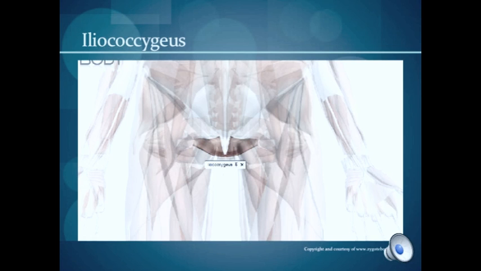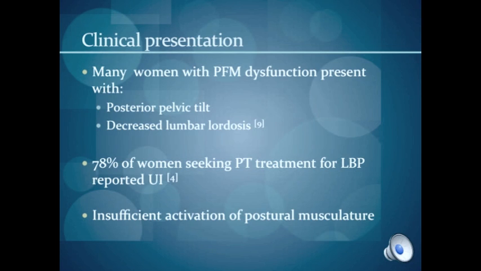You might be asking yourself, how are these patients going to present when they enter your clinic? Well, many women with pelvic floor musculature dysfunction present with a posterior pelvic tilt, decreased lumbar lordosis. 78% of women seeking physical therapy treatment for low back pain reported urinary incontinence. This is primarily due to insufficient activation of the postural musculature that was mentioned in a previous slide.